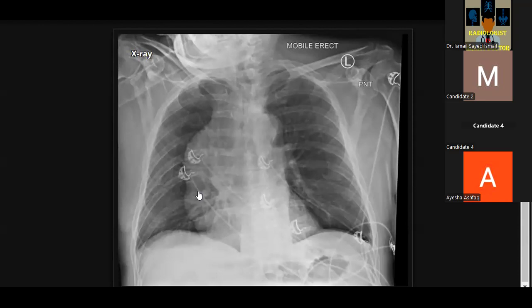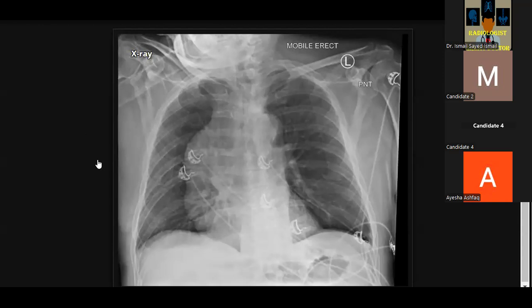You mentioned no air fluid level. Why? There is a possibility of some abscess formation in the mediastinal lesion. That's why I'm suspecting there is a possibility of an air fluid level as well. Okay, that is a very unlikely differential.